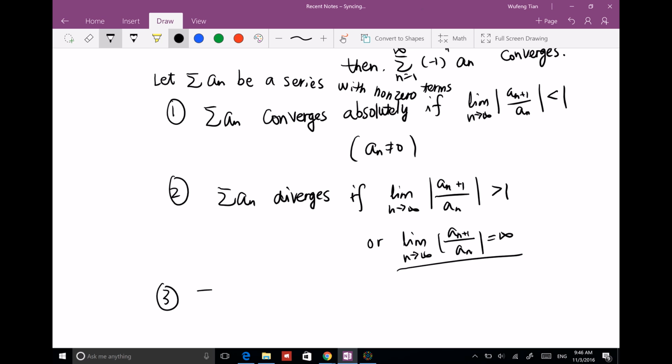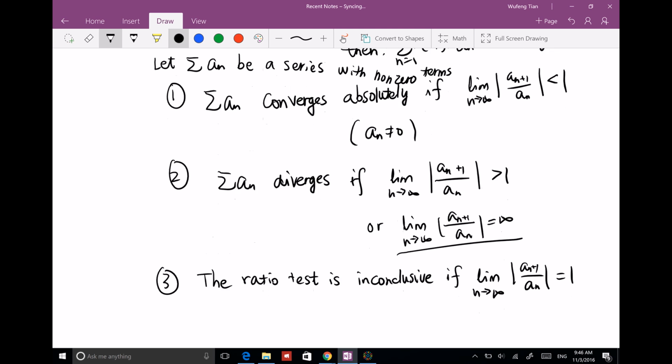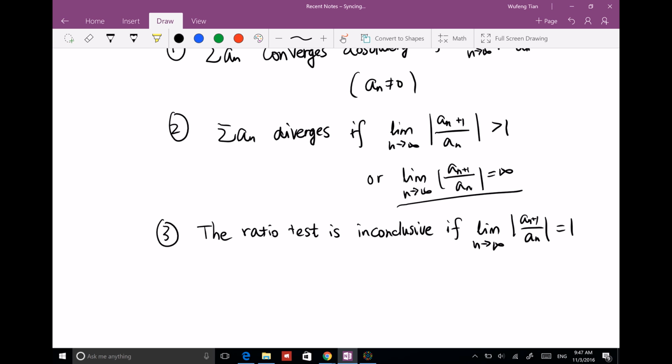The ratio test, what if the ratio test is inconclusive, which means we cannot make a decision yet. If a_(n+1) over a_n equals 1, we can't make any decision. It's inconclusive, we cannot make a conclusion.